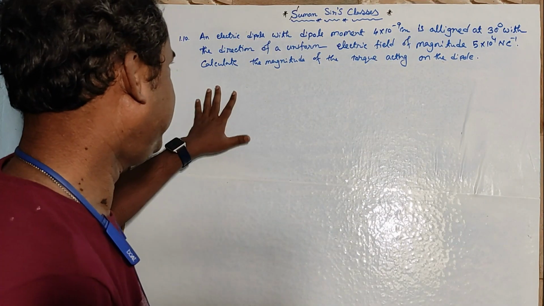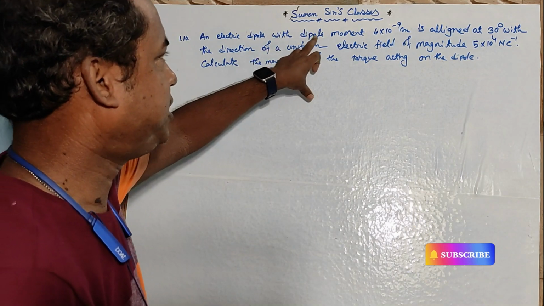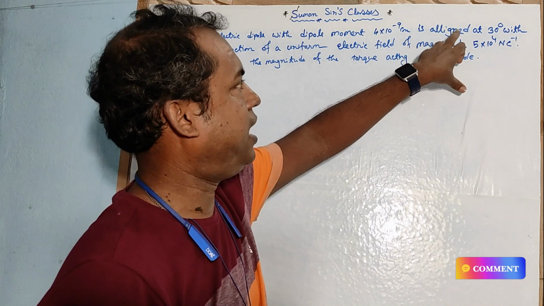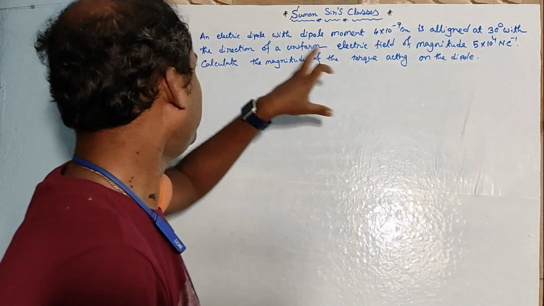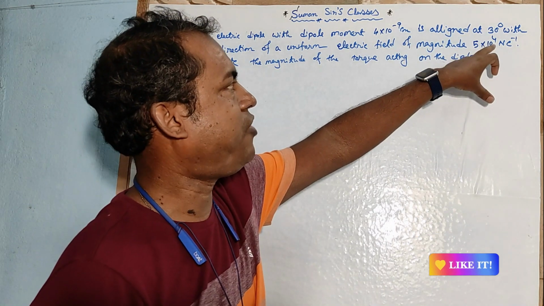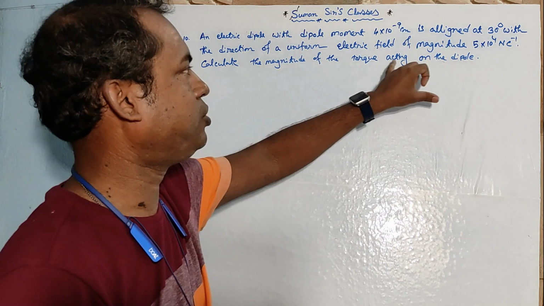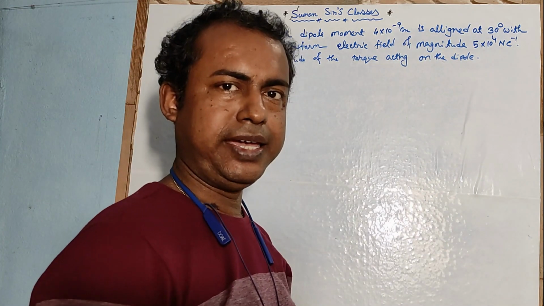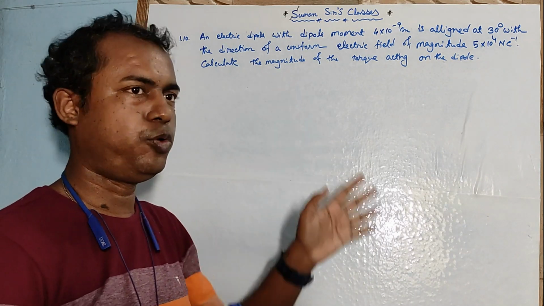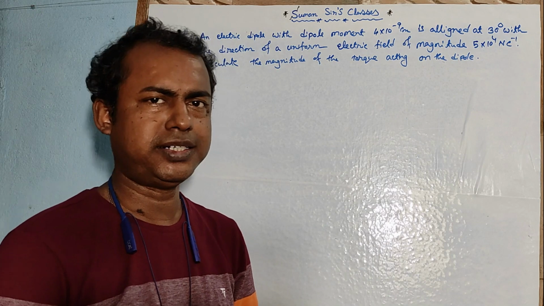We come back again to the next question. 1.10. An electric dipole with dipole moment 4 × 10 to the power minus 9 coulomb meter is aligned at 30 degree with the direction of a uniform electric field of magnitude 5 × 10 to the power 4 Newton per coulomb. Calculate the magnitude of the torque acting on the dipole. In my last video on dipole moments, we described what a dipole is, what an ideal dipole is, what dipole moment is, and all the formulas related to this.